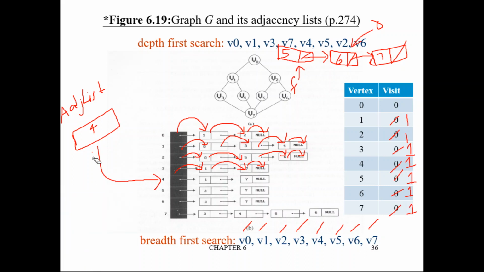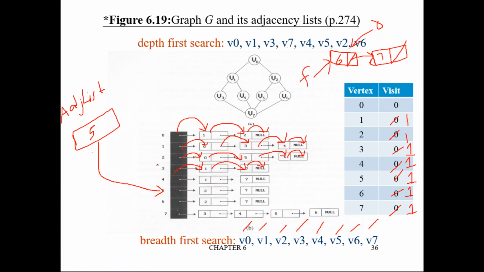So 5 will come here, which means now this is pointing to 5. It is no more pointing to 4. Now it is pointing to the adjacency list of 5, and 5 is now removed from the queue. Now front is pointing to 6.